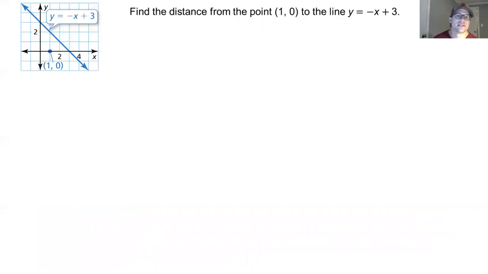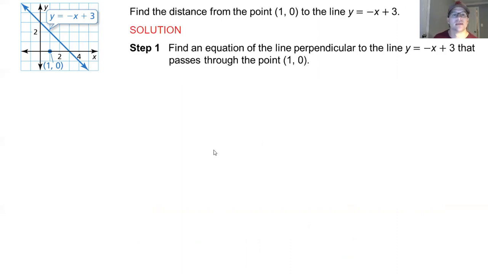All right, finding the distance from the point (1, 0) to the line y equals -x plus 3. We're going to have to think back to chapter 1 and remember what the distance formula is, because we're going to end up using that here. So first we need to find an equation of a line that is perpendicular to the line y equals -x plus 3 that is going to pass through that point. Because in order to find the shortest distance from that point to that line, it's going to be perpendicular.